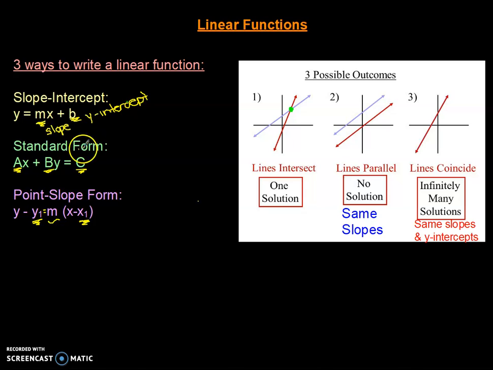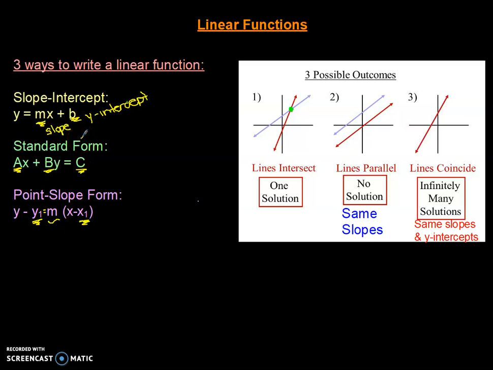For standard form, that means that x and y are on the same side of the equal sign where the constant is on the other side by itself. Not that you'll use standard form as much, but a should always be positive and a whole number. And finally, point slope form means that you're given a point, x sub 1 and y sub 1, and you're given a slope, so you can write it in point slope form. If you write it in point slope form or in standard form, remember you can always just get y by itself and write it as slope-intercept form. So these are all interchangeable.